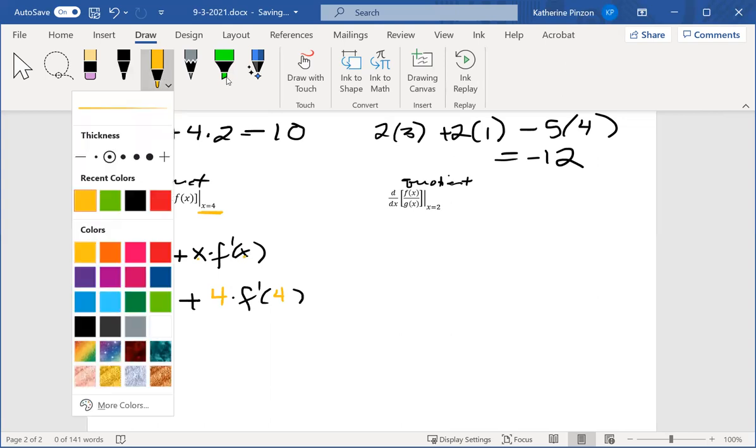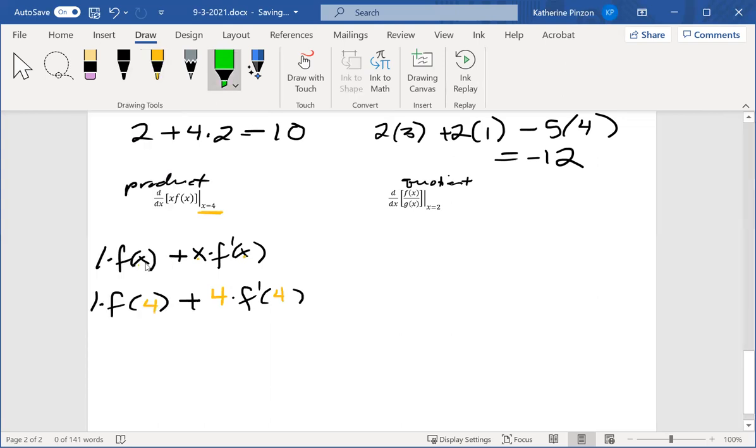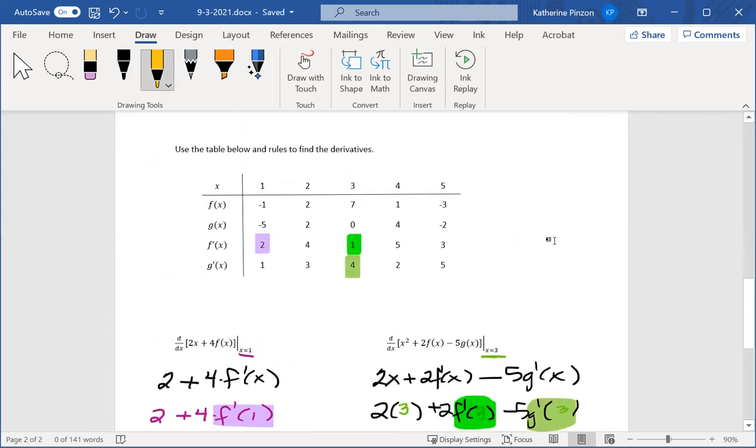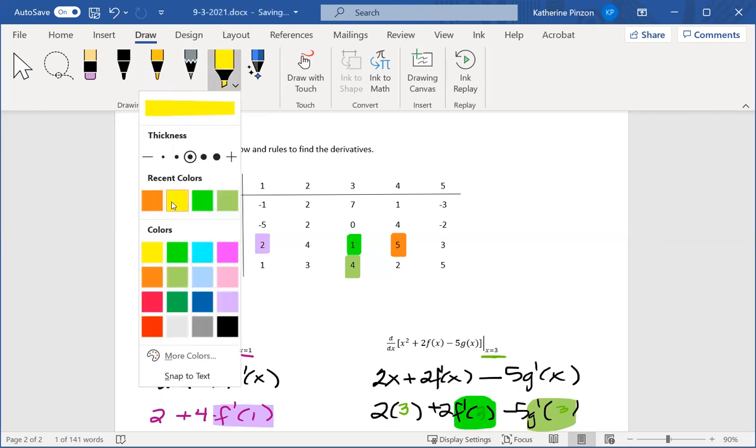Now I'm going to need my table. I'm going to need my table for f of 4, and I'm going to need my table for f prime of 4. Okay, so let's go up to our table. Here's the 4 column. I need f prime and I need f.